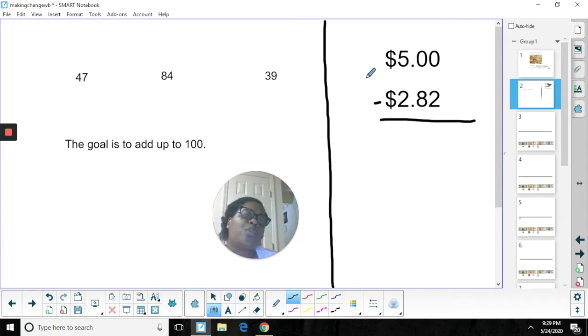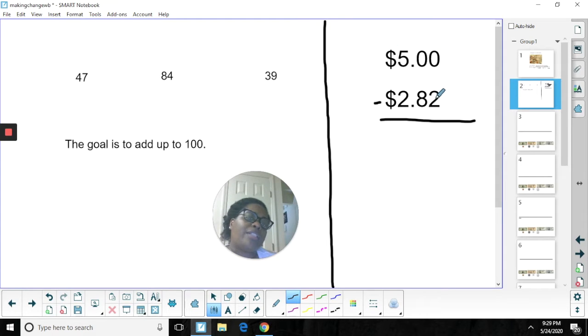Whenever you're subtracting a 3-digit number from a 3-digit number, you're going to start in the ones place right here. You go from the ones place to the tens place and then finally to the hundreds place. So let's get started.